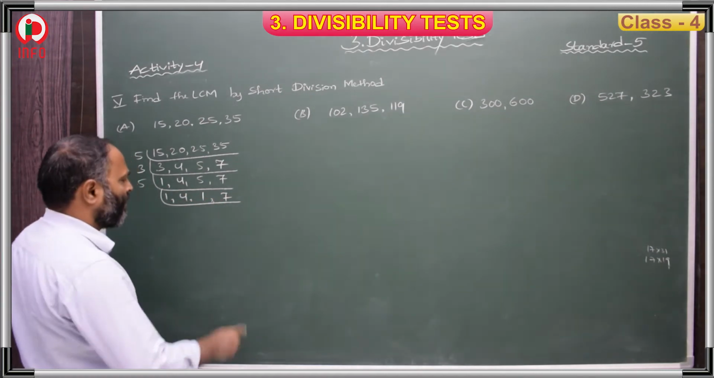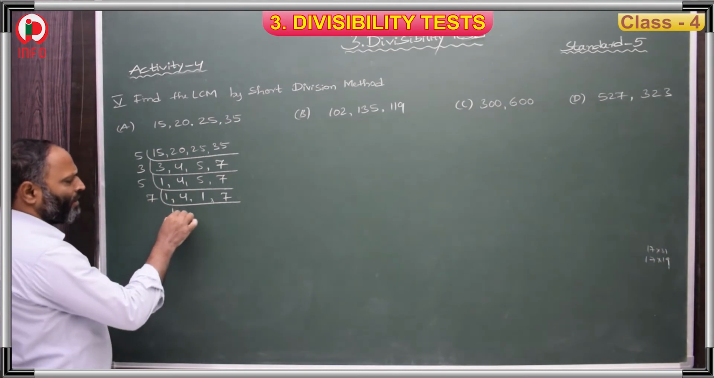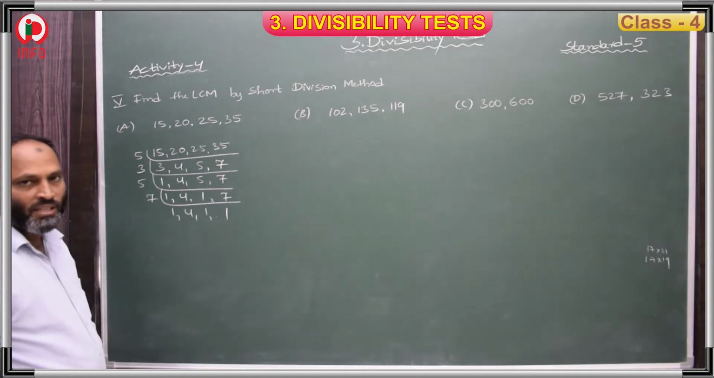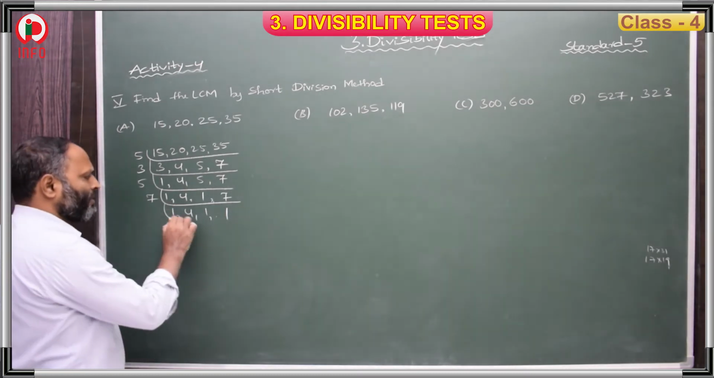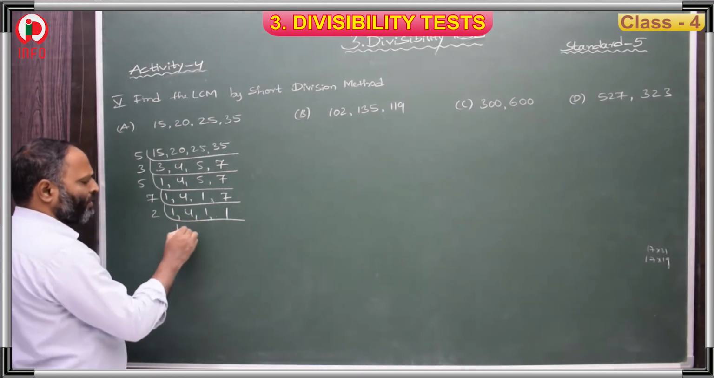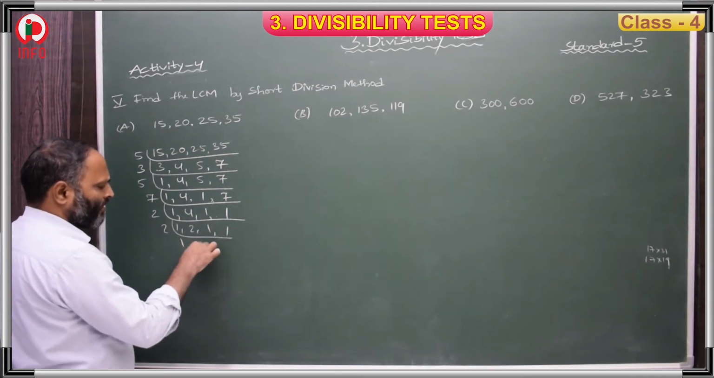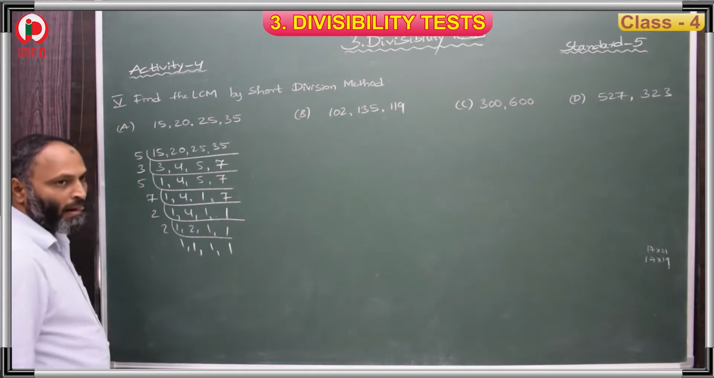And after that 7. 7 is a prime. 1, 4 as it is, 1, 7 ones are 7. Now again we have to take 2: 2 twos are 1, again 2 twos are 1. That is 1 1 1.